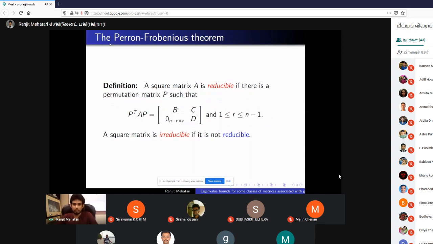Now we recall the famous Perron-Frobenius theorem. Before that, we define what an irreducible matrix is. A square matrix A is called reducible if there is a permutation matrix P such that P transpose A P is a block upper triangular matrix. In other words, a matrix is reducible if we can transform it into a block upper triangular matrix by interchanging rows and corresponding columns. A square matrix is irreducible if it is not reducible.